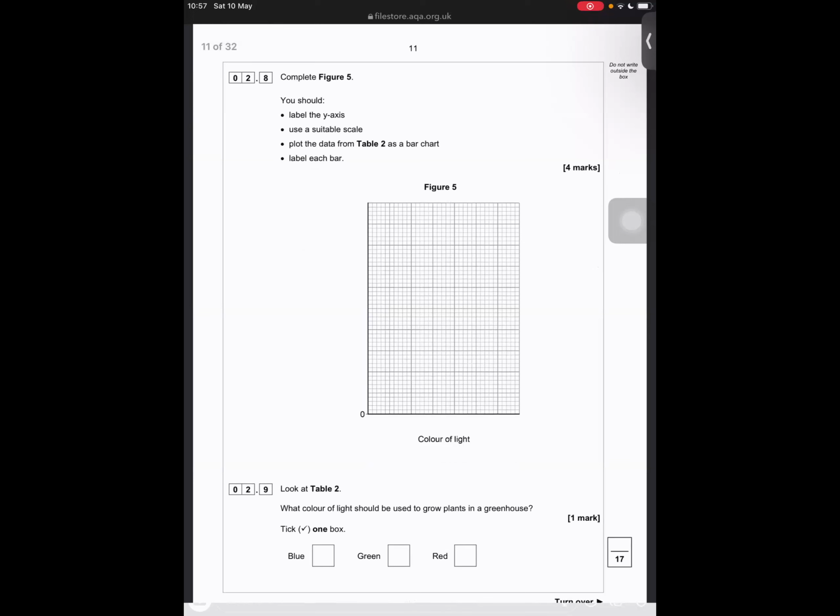Table two. It says, what color of light should be used to grow plants in a greenhouse? I think it's the one that will give us the highest photosynthesis, isn't it? What do you think?